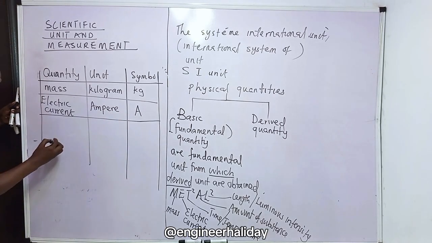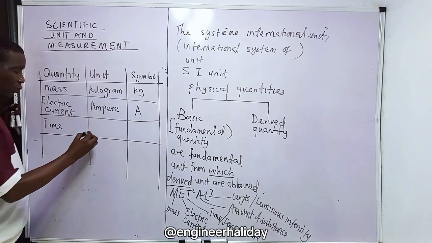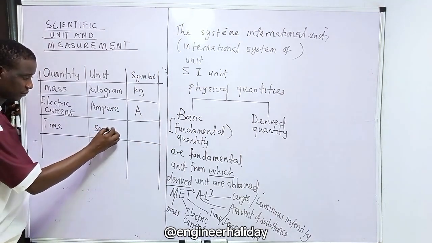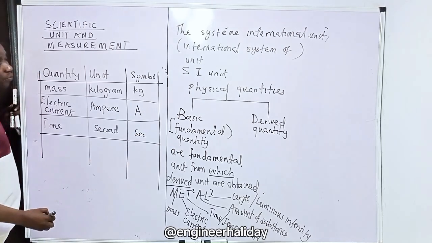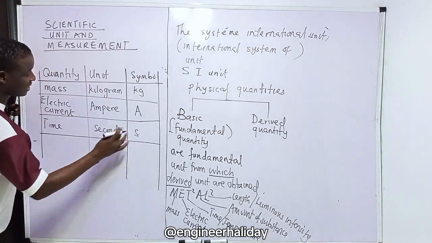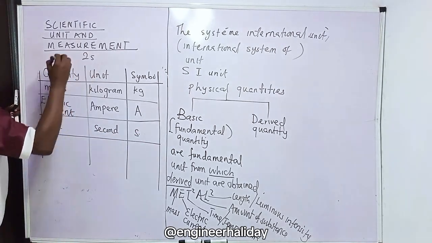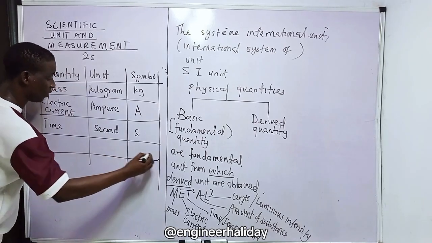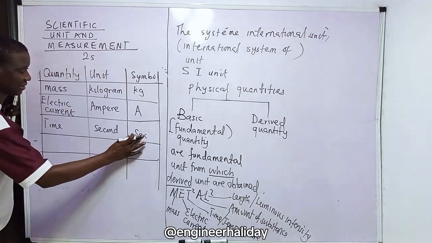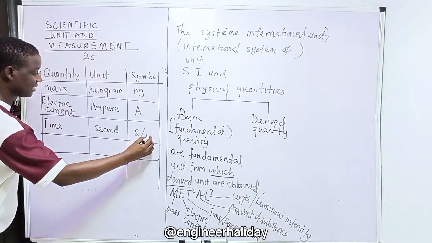Now the next one is time. What is the unit of time? Second. The symbol is s. You can write it as s. You can say 2 seconds. It means small letter s. Sometimes we write it like this, it's the same thing. So let me put it like this.